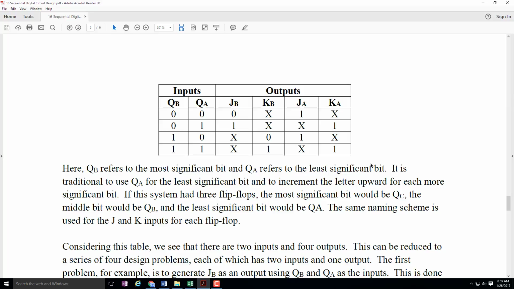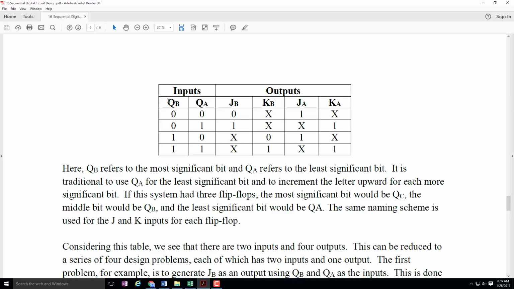It's traditional for the least significant bit to be referred to by the letter A, and then for increasingly significant bits to go up by letters of the alphabet. In this case, we have only 2 bits. The most significant bit is Q sub B, and the least significant bit is Q sub A. So we need a system that has 2 inputs and generates 4 outputs. Well, we don't really have tools to do that, but we do have a tool that allows us to generate 1 output. And we're going to use that tool 4 times.